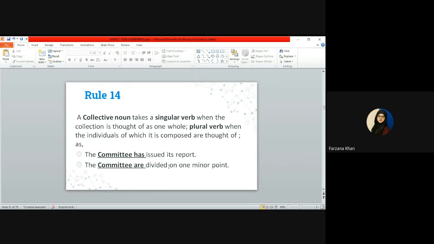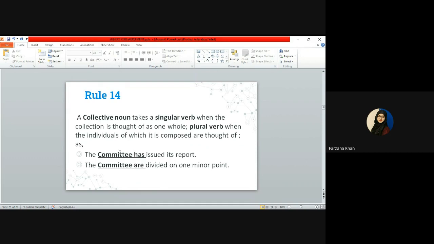The committee are divided on one minor point. So the committee has divided here on the basis of the individuals. Some individuals are on one side and other individuals on the other side of the point of view. Right? So here the committee has divided. Committee are divided on one minor point. That's why here we have used a plural verb.